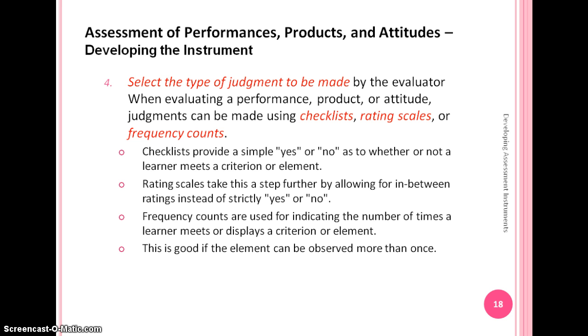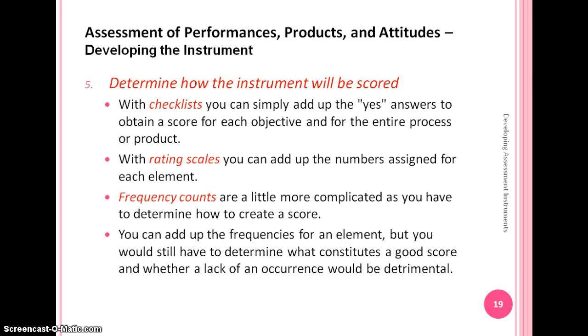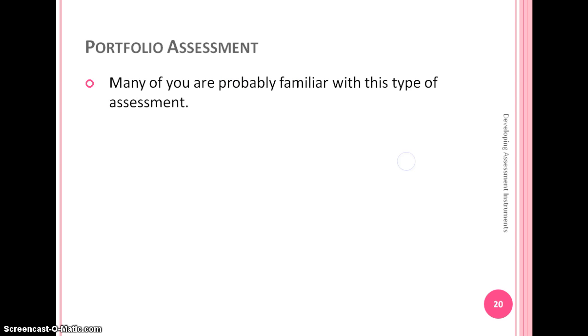Step 4, select the type of judgment to be made. Usually we use checklists, rating scales, or frequency counts, and as you can see here, checklists provide a simple yes or no, rating scales in between, right? And frequency counts indicate the highest number of a certain criterion or element that the learner displays. Fifth, determine how the instrument will be scored, either using a checklist, rating scales, or frequency counts.